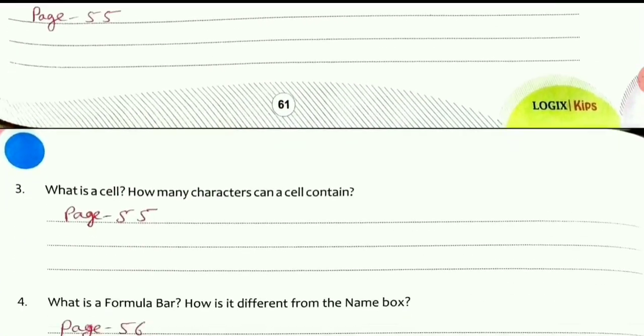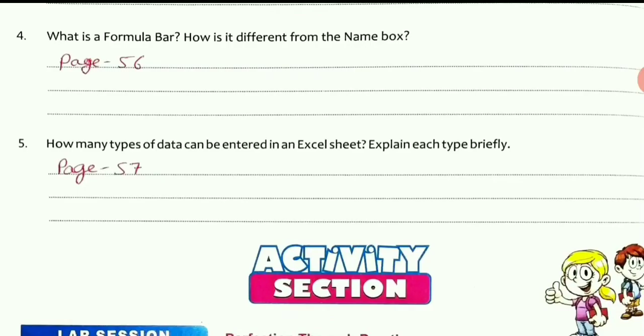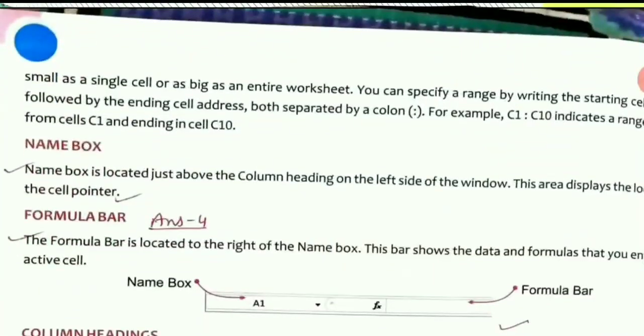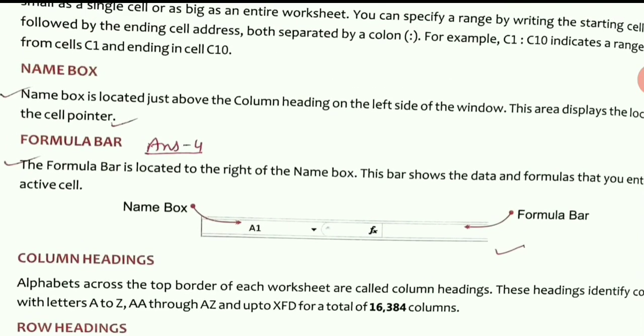And now the question number 4 is, what is a formula bar? How is it different from the name box? The answer is given on page number 56. Come to the page number 56. You can see here I have marked.